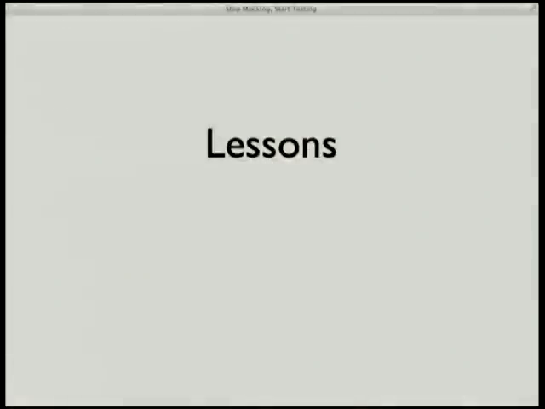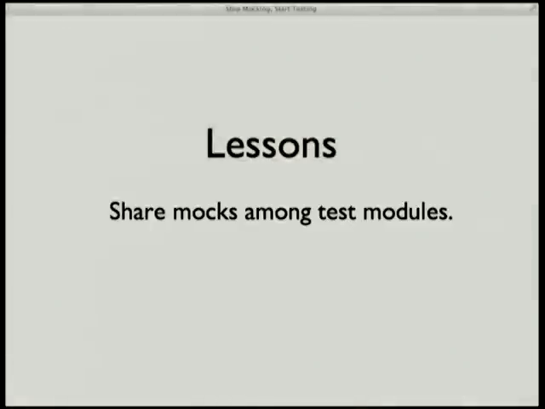So the lessons from this time period: you should share your mocks. Absolutely share your mocks. I had been given some bad advice a few years back about how you should write separate mocks for every test. We don't believe that. We don't subscribe to that. We reject that.